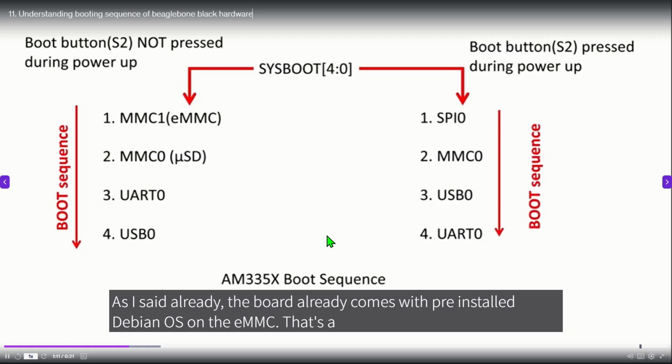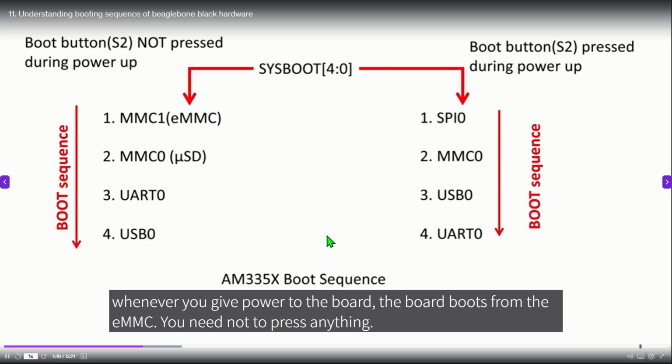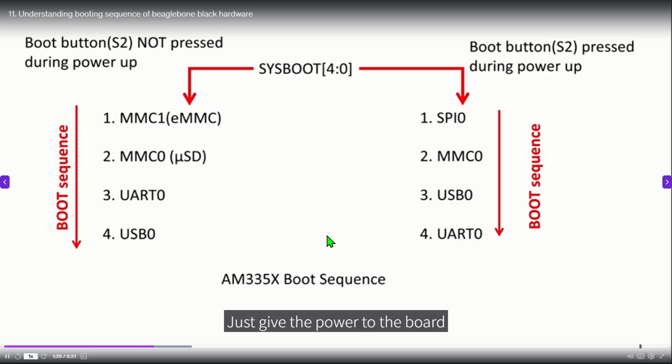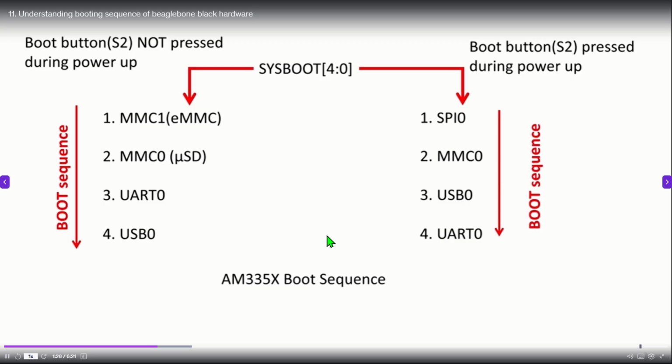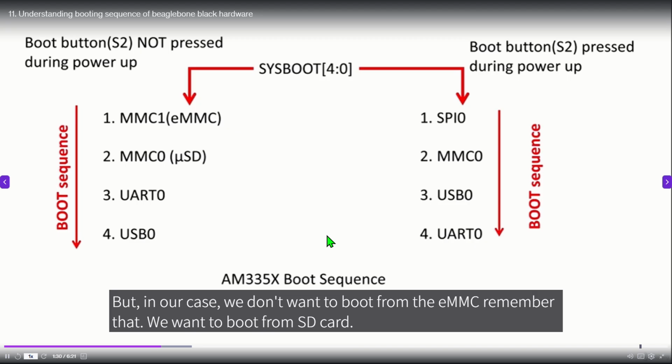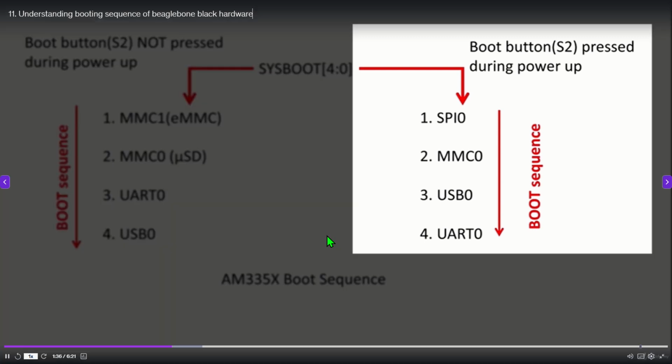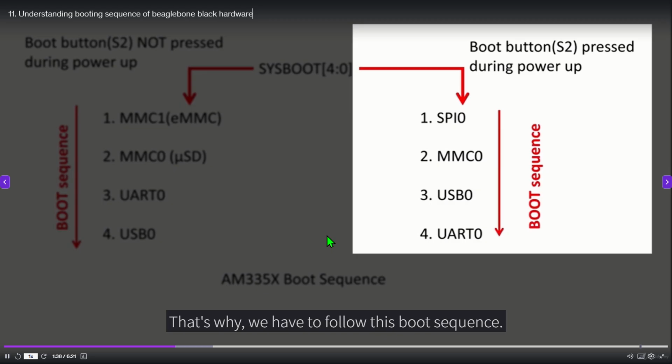As I said already, the board already comes with pre-installed Debian OS on the eMMC. That's the reason whenever you give power to the board, it boots from the eMMC. You need not press anything. Just give the power to the board, it boots. But in our case, we don't want to boot from the eMMC. Remember that. We want to boot from SD card. That's why we have to follow this boot sequence.